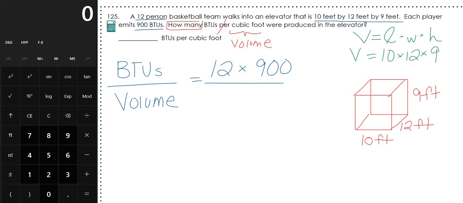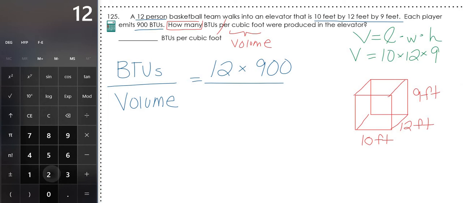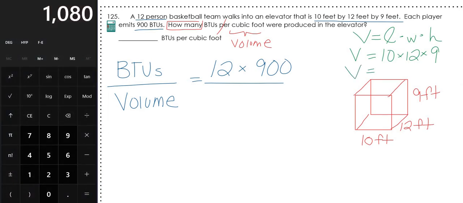Let's go ahead and do that in the calculator. 10 times 12 times 9. So 1,080 cubed feet. I was about to say square feet. 1,080 feet cubed. Okay, so that's my volume. So I'm going to plug that in. 1,080 feet cubed.